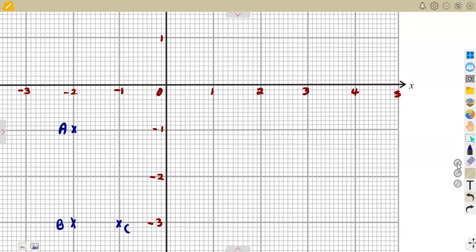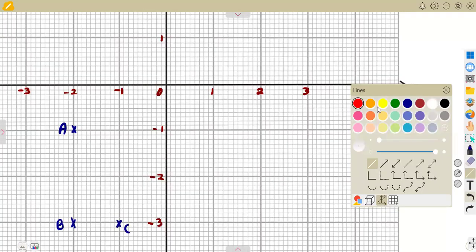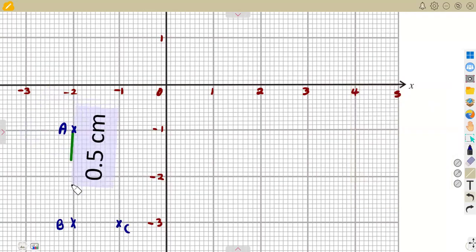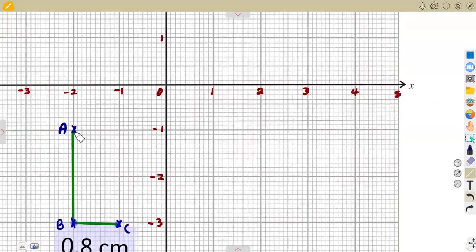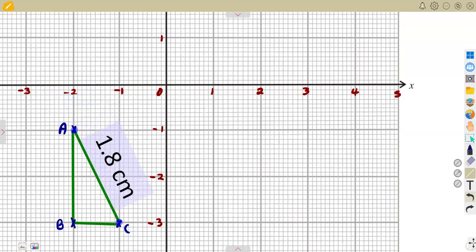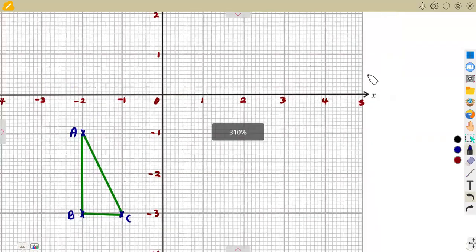Remember, like I said, after this you need to join the points that you are given, all right? So A to B, then you also join B and C, then you also join A and C. This is just the joining of the points using the ruler. So this one is not a problem at all. You have the object. Now, this is our triangle ABC.